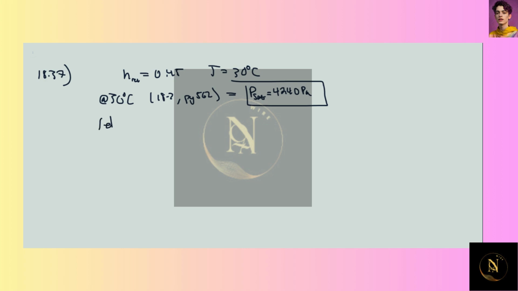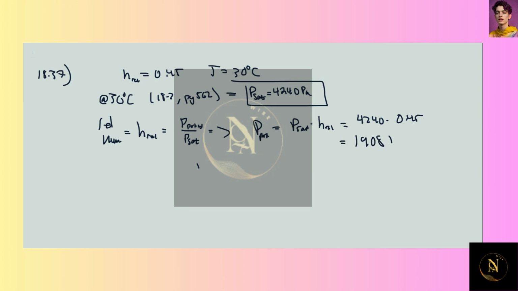We also know that the relative humidity, or HREL as I call it, is given as P partial over P-sat. So we're trying to figure out the dew point, so we actually need this partial pressure, so we can rearrange this equation. So P partial is P-sat times HREL. So this is 4240 times 0.45. If we plug that in, this is 1908 pascals.